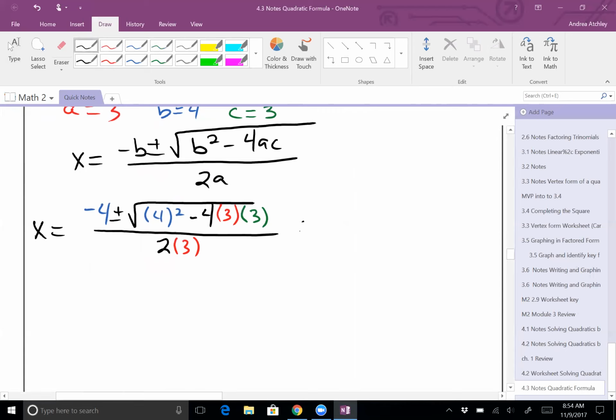Okay, so that gives me x equals, we're just going to simplify now, negative 4 plus or minus the square root. 4 squared is 16. Okay, remember I said this is the part that we're going to struggle with. We need to make sure we're checking this. Negative 4 times 3 is negative 12. Negative 12 times 3 is negative 36.